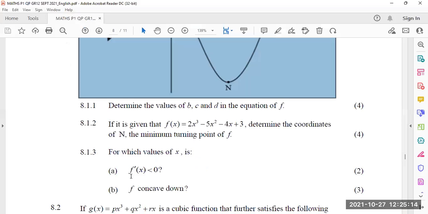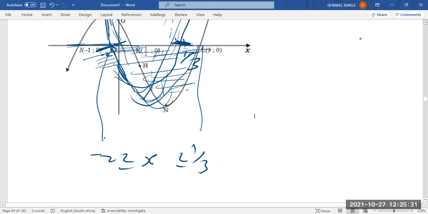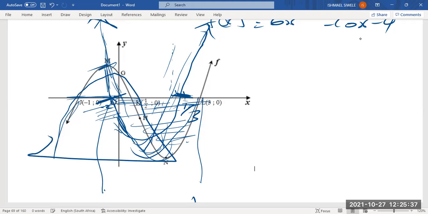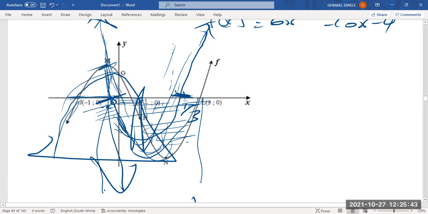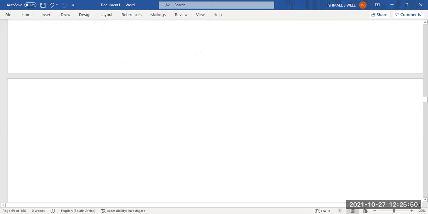Now concave down: for which values of x is f concave down? When we talk about concave down, this part here, if I draw it like this, is a curve that is facing down. This is the concave down part. So we need the point of concavity. We need to find that point, so we need to do that.